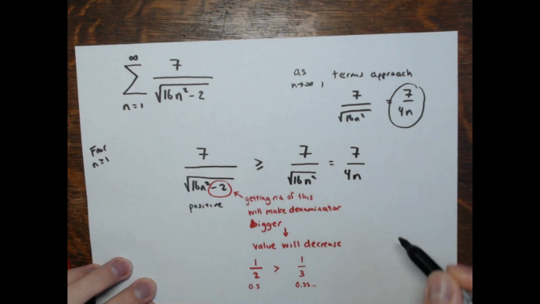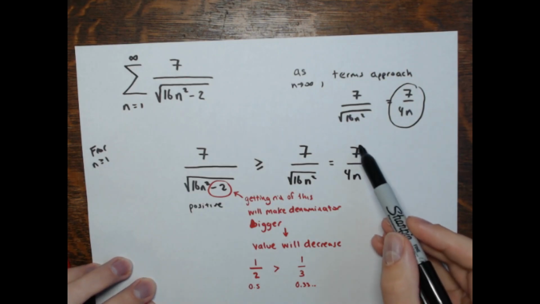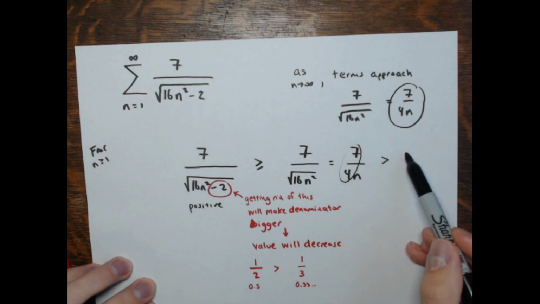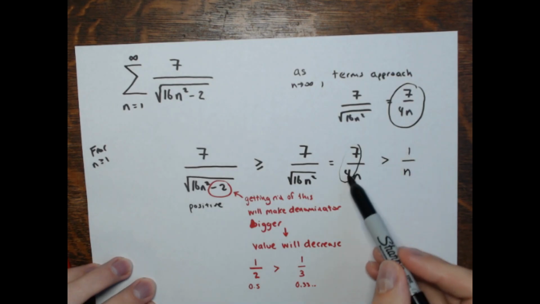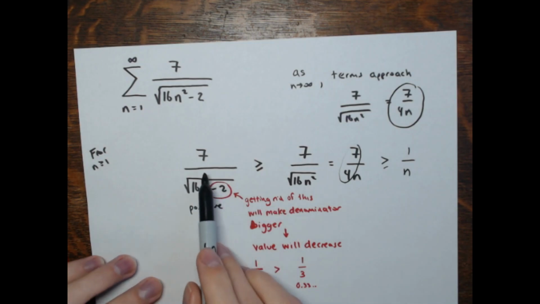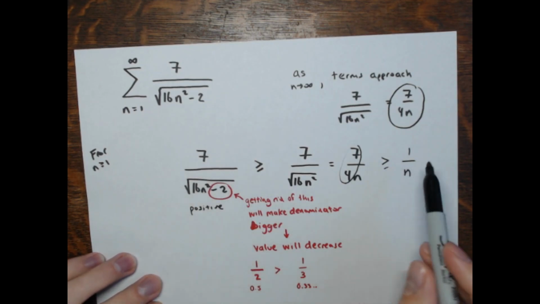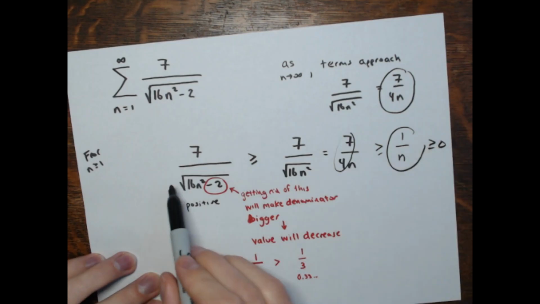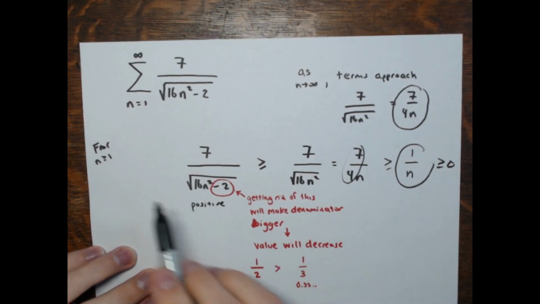7 over 4n, right? And if you'd like, 7/4 is bigger than 1. So this is bigger than 1 over n. Right? 7 over 4 is bigger than 1. So you can say that's greater than or equal to just 1 over n. And then I can compare these terms to terms of 1 over n. And again, these are all non-negative for n equals 1 or larger.